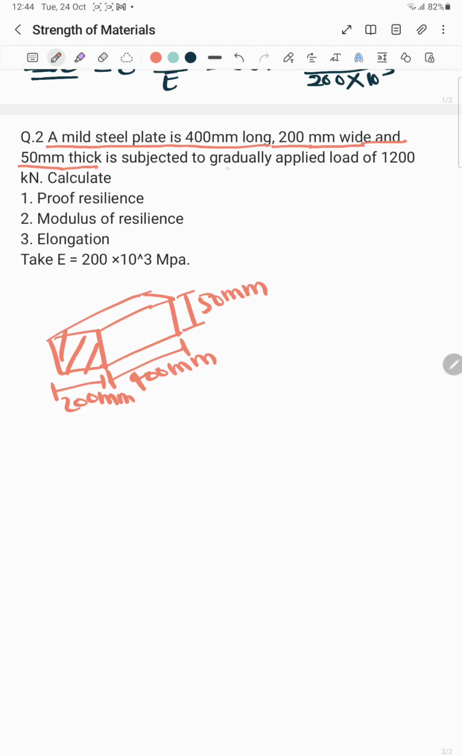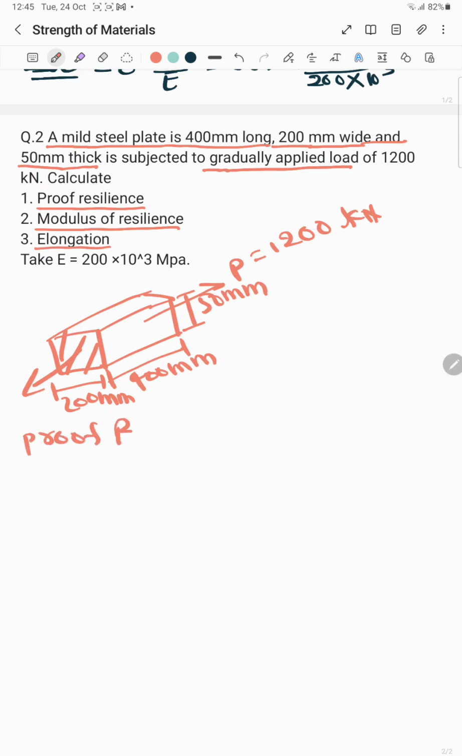So it's subjected to gradually applied load. In this problem it's already given that we have to use this method, that is gradually applied load. The load acting on this plate is 1200 kilonewton. Now what we need to do is calculate the proof resilience, modulus of resilience and the elongation.